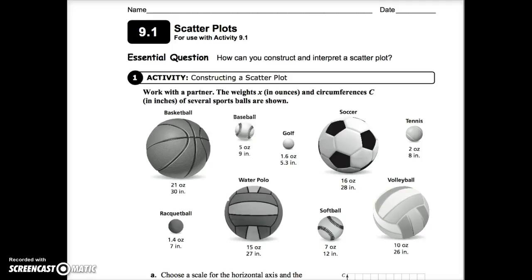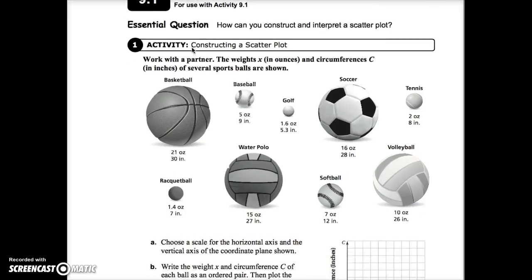As we look at starting chapter 9, we're going to be looking at a different kind of graph called a scatter plot. Different ways to use them, interpret them, all that kind of stuff. So today we're just going to start with the basics of what a scatter plot is and making it. So let's look at activity 1, constructing a scatter plot.